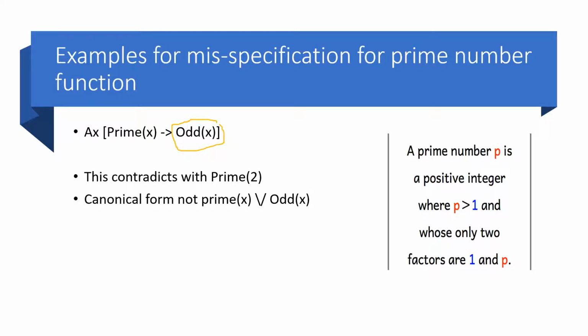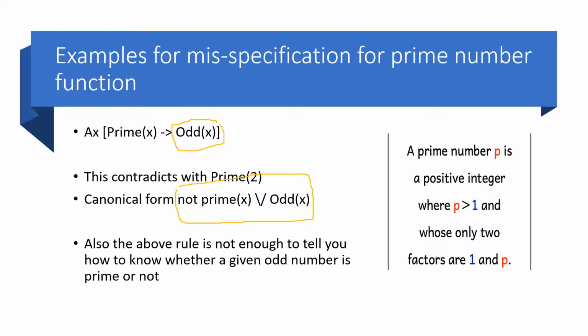Now the canonical form for this, which can be used formally for proof. We just translate the implication into or and then negate the first part, the condition, so it will be not prime x or odd x. Okay, and then I can use it to make sure that I can check something. For example, odd 2. 2 is not odd. So not odd 2, it means that I can use resolution here and it will result in not prime 2.